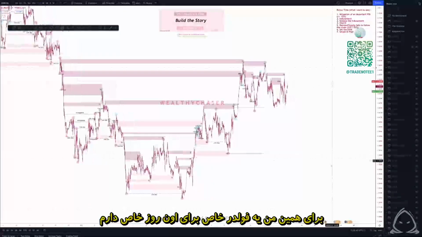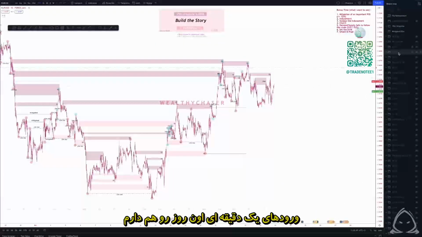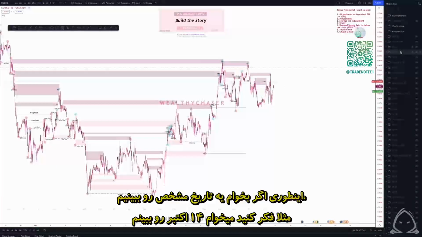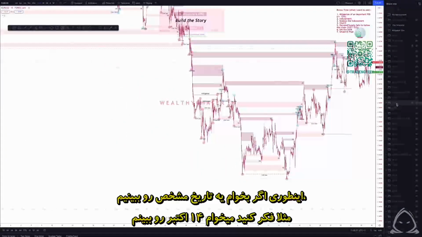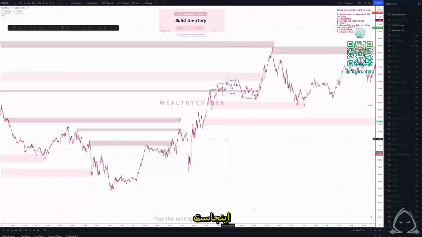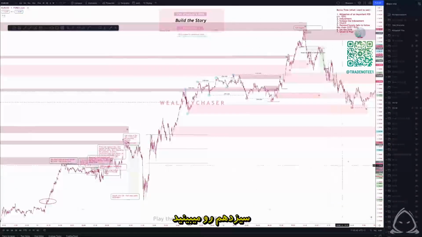And each day, I have a folder for that specific day with all the callouts, 1 minute entries of the day. In this way, anytime I want to visit a specific date, imagine I want to go back to the 14th of October. Yeah, so it's here. Let me check the 13th. Oh yeah, you see, the 13th.